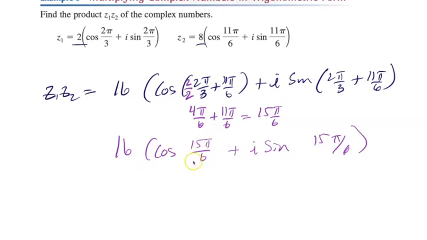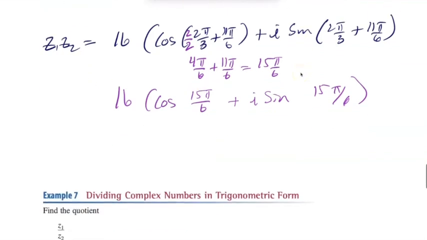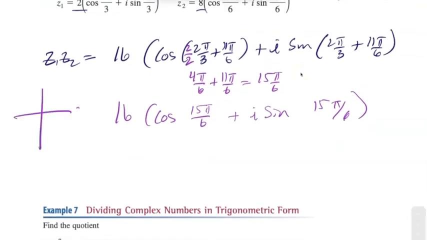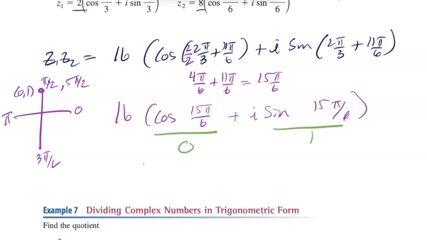Now, you probably want to simplify it. That does reduce. 15 pi over 6 divided by 3 gets me 5 pi over 2. That we could graph. 5 pi over 2 is on the unit circle. Here's 0, here's pi over 2, 3 pi over 2, because it goes 0, 1 pi over 2, 2 pi over 2, 3 pi over 2, 4 pi over 2, 5 pi over 2. It's just the point right here, 0, 1, which makes cosine of that 0 and sine of that 1. I get 16 times 0 plus I, which gets me 16i.